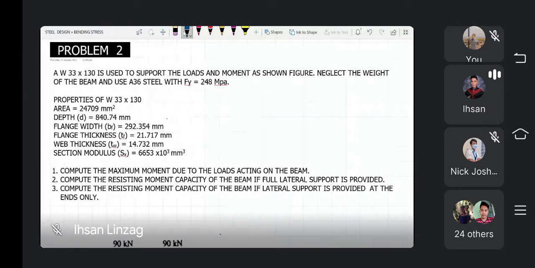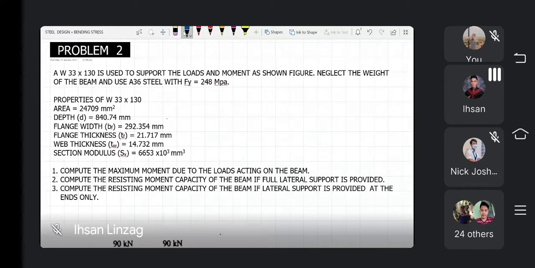Sabi dito sa problem, atong problems natin ngayon, nasa PDF lang din. Pero makinig na lang kayo ngayon para pag nakita nyo to sa PDF, hindi nyo na masyadong aralin. Aralin nyo na ngayon, sayang yung oras. So, sabi dito sa problem, a W33 by 130 is used to support the loads and moment as shown in the figure. Neglect the weight of the beam and use A36 steel with Fy equal to 248 megapascal.